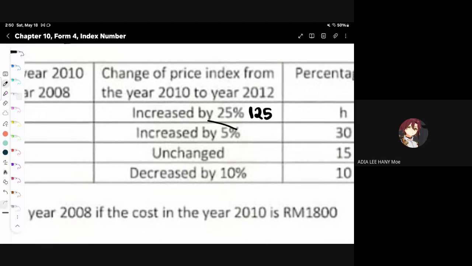If we say increase by 5%, so 105. If it's unchanged, tak berubah, it should be 100. Remember, 100 is the original. If we say decrease by 10%, it should be 90. Remember, price index, okay? So this price index is for the year 2012 over 2010.